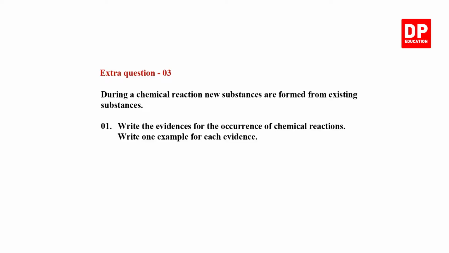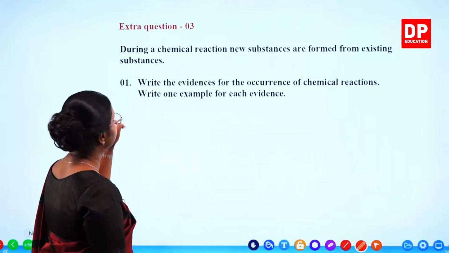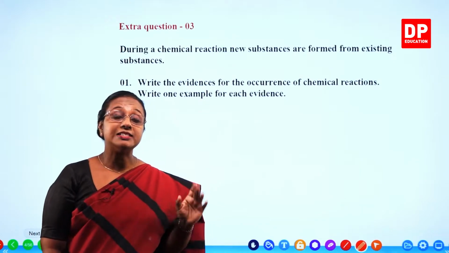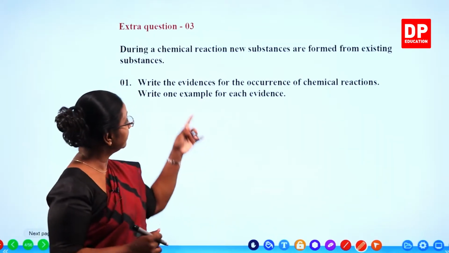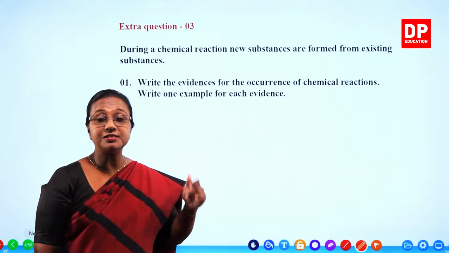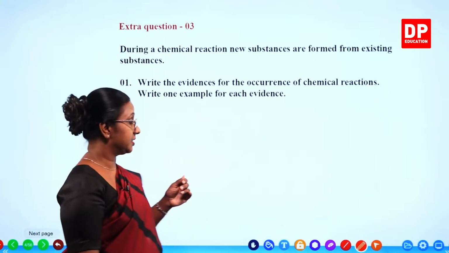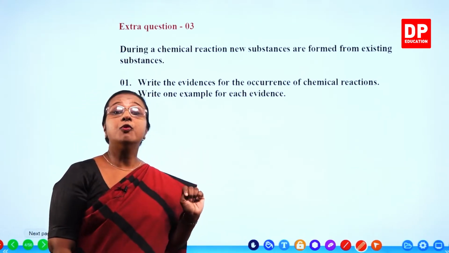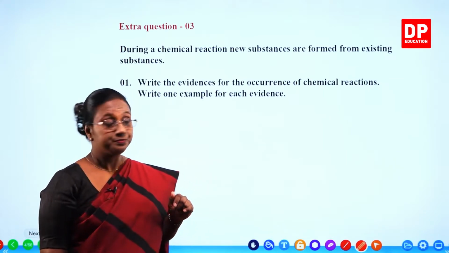That is extra question 3. During a chemical reaction, new substances are formed from existing substances. So that is the basic introduction to a chemical reaction. You have the reactants, those are the existing substances. From that, the products are formed. Those are the new substances. And you are familiar with the 4 different types of chemical reactions based on the way they occur.